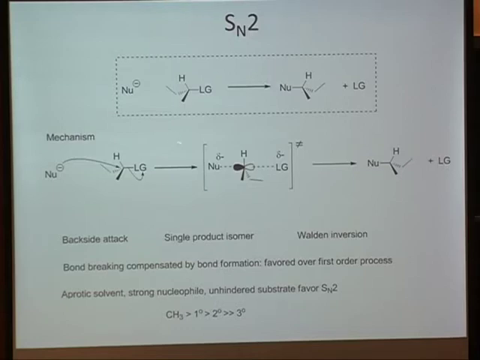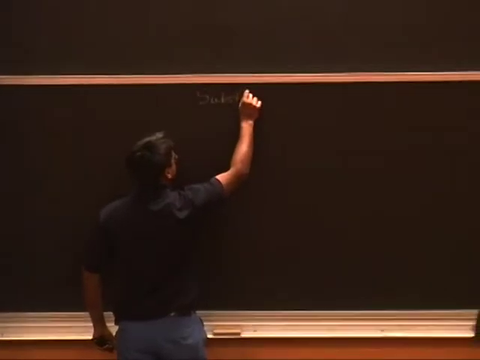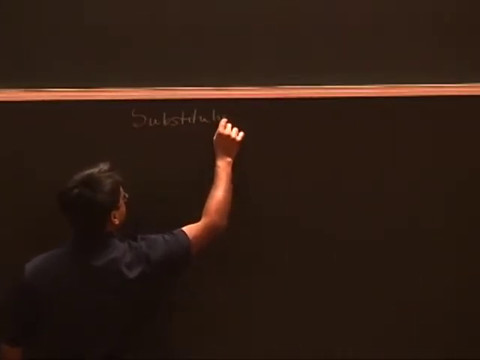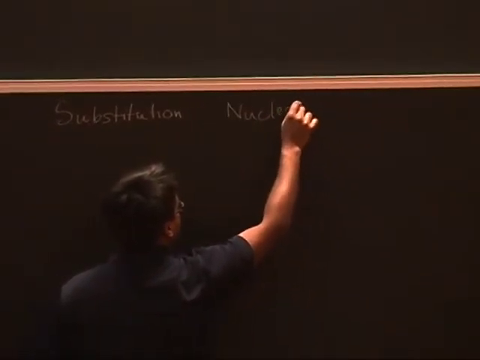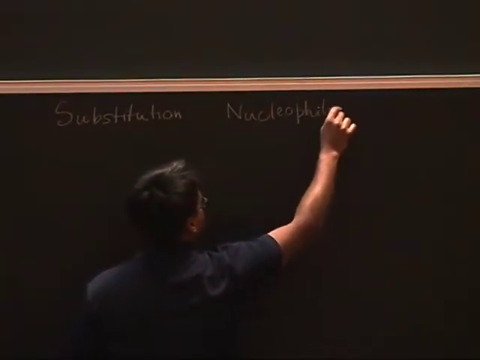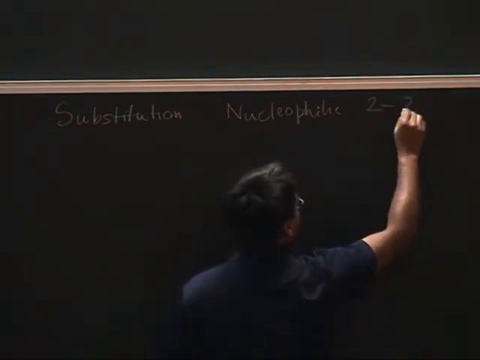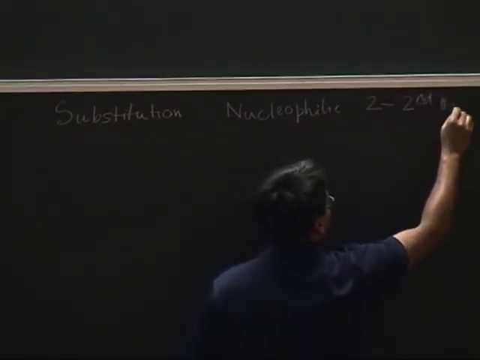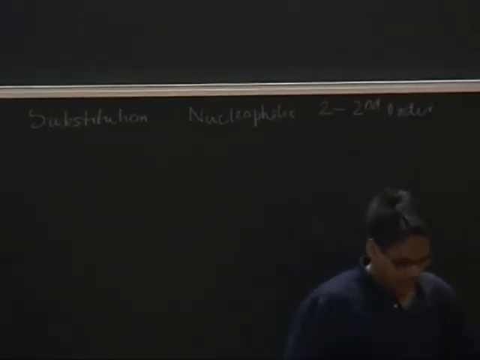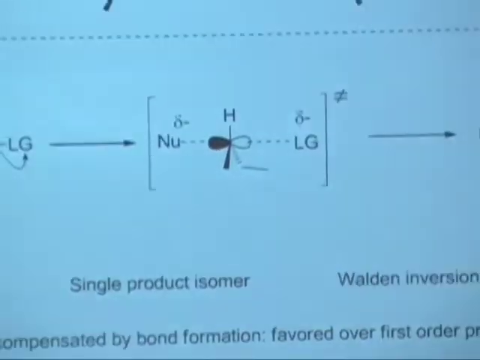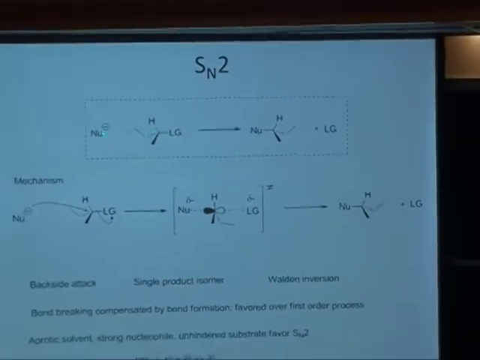SN2 reactions. Now, what does SN2 stand for? S is substitution. And N is nucleophilic. 2 is second order. That means this is a substitution using a nucleophile.